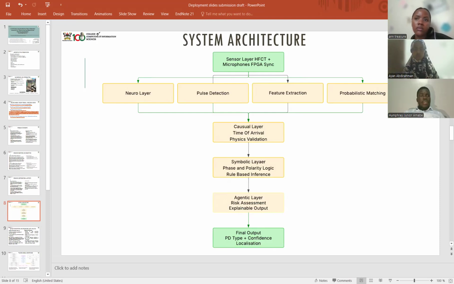Above that, we have the agentic layer, which performs risk assessment and packages the results in an interpretable format for the operators. Finally, the system outputs three things together: the predicted PD type, the confidence level, and the localization. This diagram communicates our design philosophy clearly: learn from the data, validate with physics, reason with the rules, and deliver outputs carefully to the users.